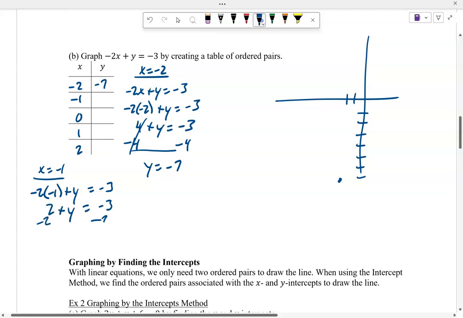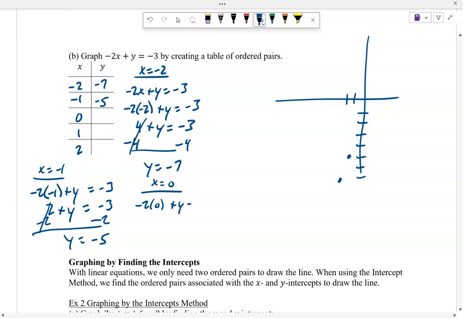Now I'm going to throw in -1 for x. Subtract 2 on both sides, and we get y is -5. So -1, -5. Plug 0 in for x. So 0 plus y is -3, so y is just that -3.